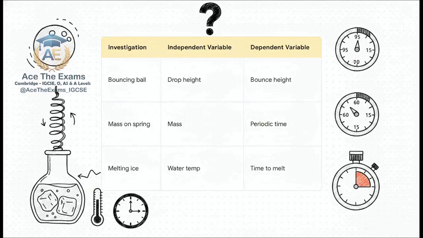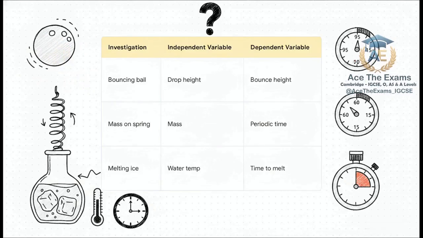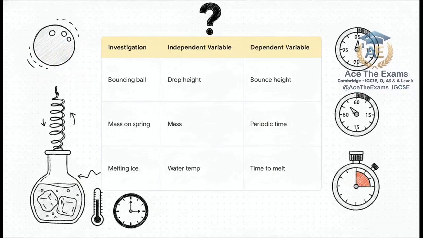We make that choice. The dependent variable, the thing we are hovering over with our stopwatch, waiting to see happen, is the time taken for that ice to melt.